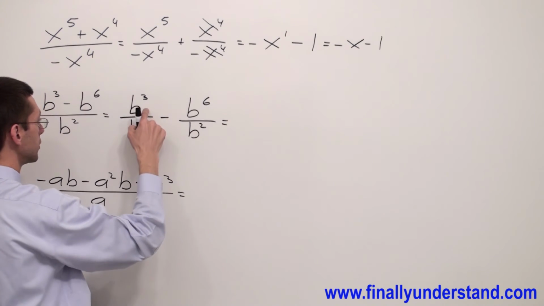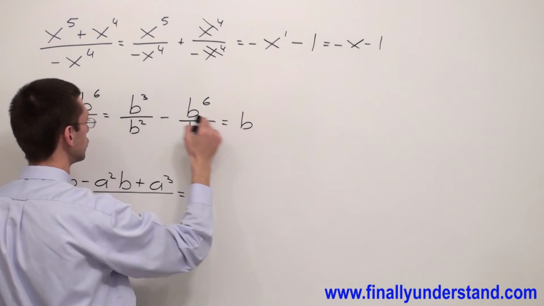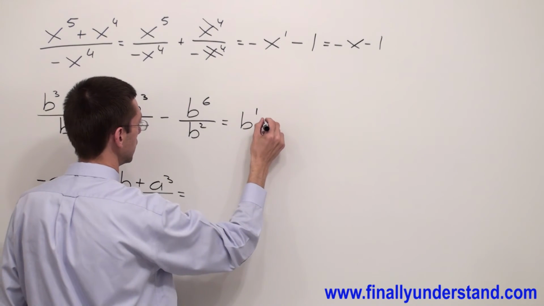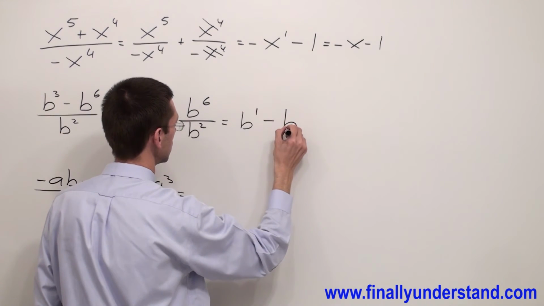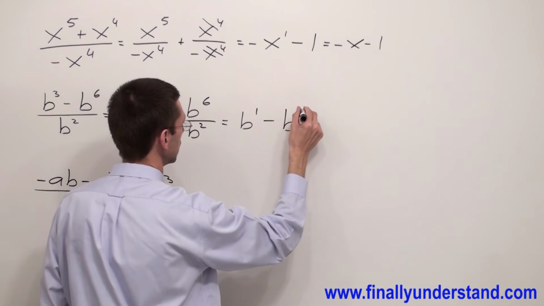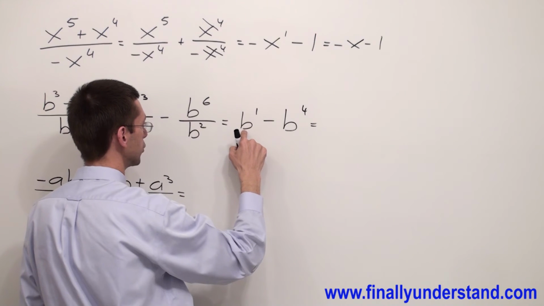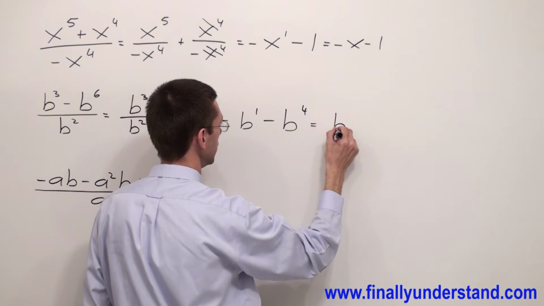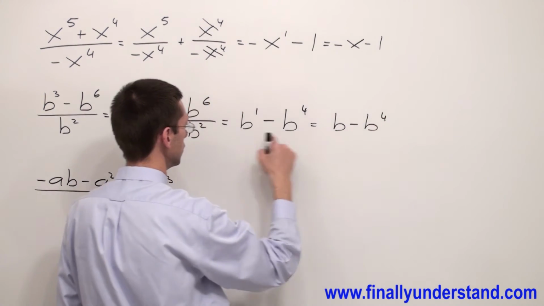I have the same base and I have division. That's why I'm going to keep the base and subtract the exponents. 3 minus 2 is 1. Minus. Again, I have the same base. I keep the base and subtract the exponent. 6 minus 2 is 4. Remember, in mathematics, most of the time we don't write exponent 1. That's why I'm going to write b minus b to the fourth. And this is the solution for my second problem.